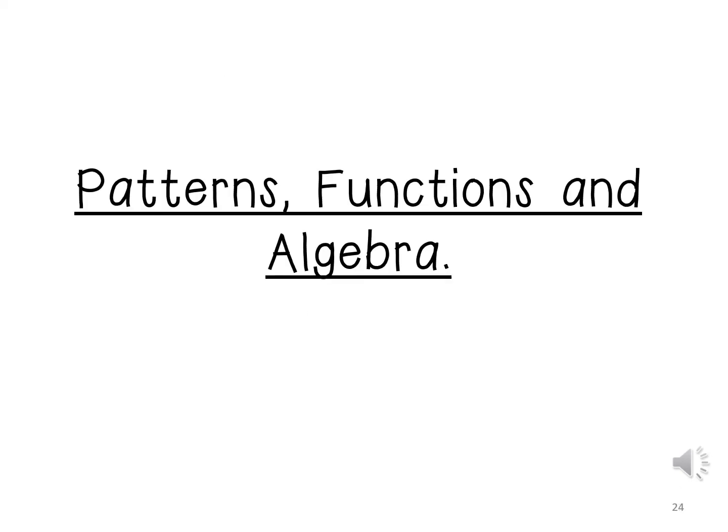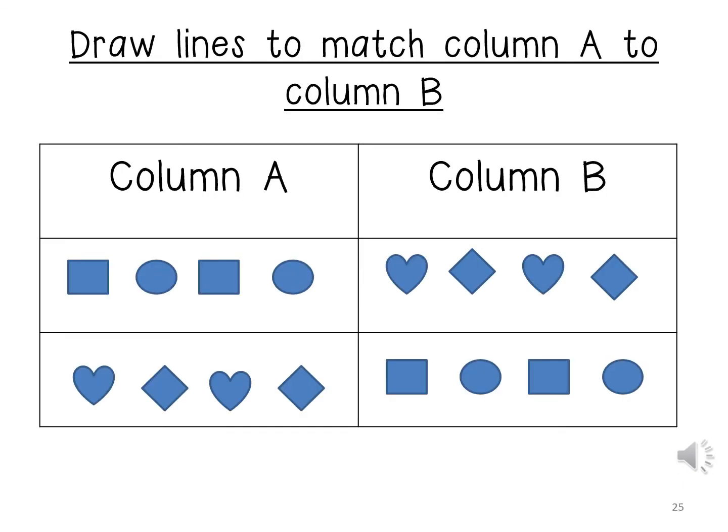Now, children, we are going to be doing patterns, functions, and algebra. It says draw lines to match column A to column B. So children, as you can see, column A and column B has different shapes. Let's go through column A. The first block, we have square, circle, square, circle.